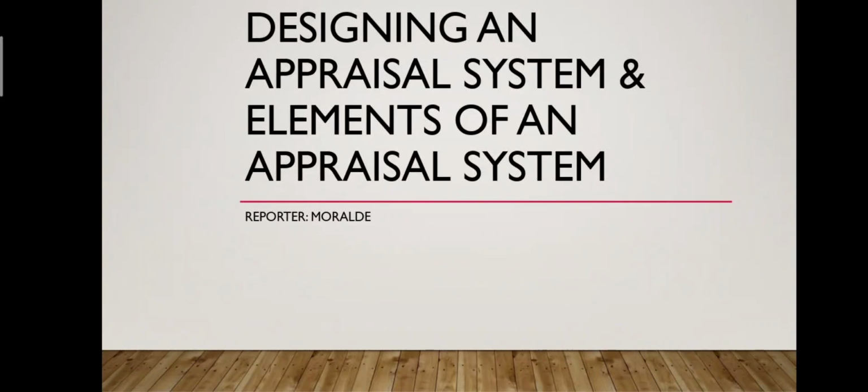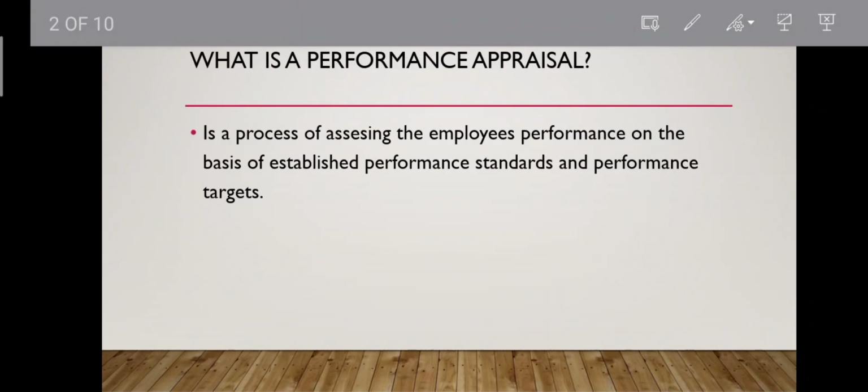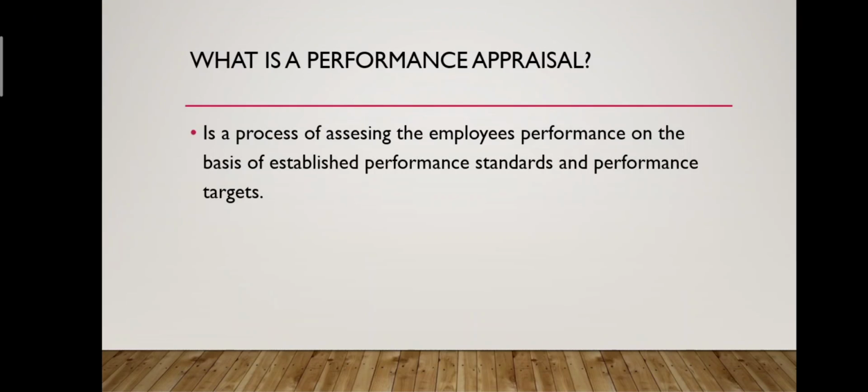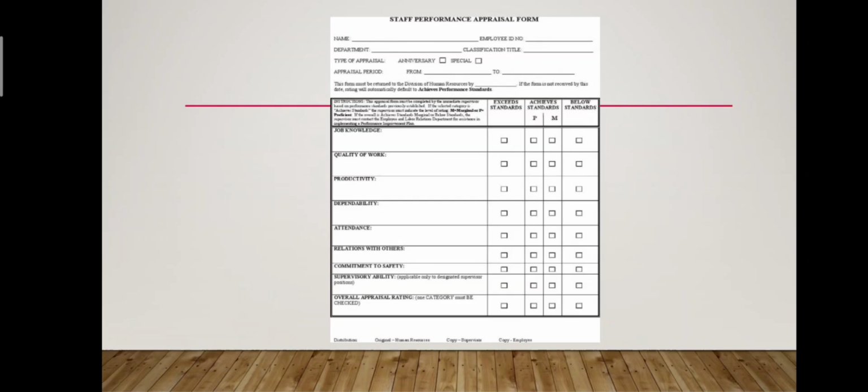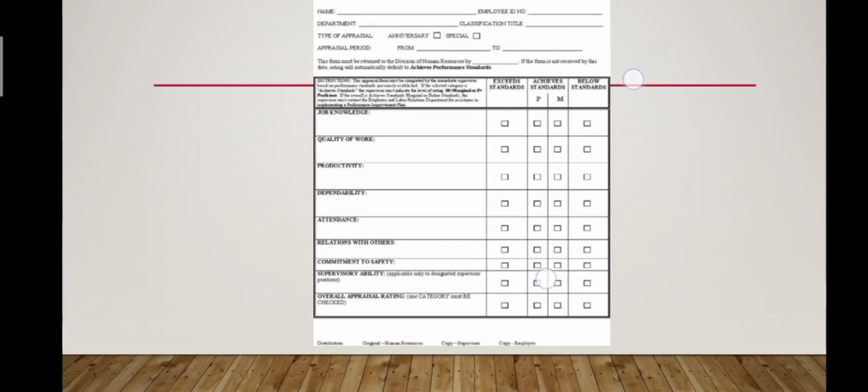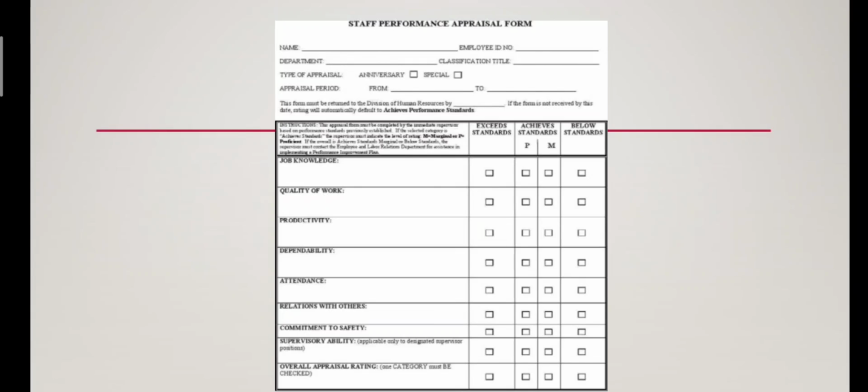Designing an appraisal system and elements of an appraisal system. What is a performance appraisal? Performance appraisal is a process of assessing the employee's performance on the basis of established performance standards and performance targets. So here is a sample picture of a staff performance appraisal form. So you have here the name, the employee ID number, department, classification title.